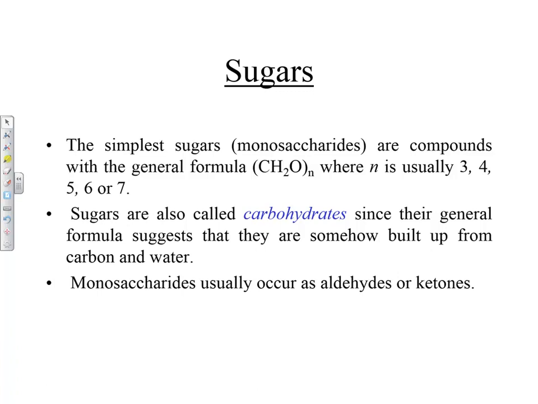Now, these sugars that have this general formula with N equal to 3, 4, 5, 6, or 7 are called monosaccharides, and they usually occur as aldehydes or ketones. Recall in the last chapter we talked about aldehydes: R, C double bonded with O, and then H. We talked about ketones, C double bonded with O. We didn't do it just for the fun of it. The sugars that you're going to encounter in biology usually occur as aldehydes or ketones, and I'll give you examples of that on the next slide and beyond.